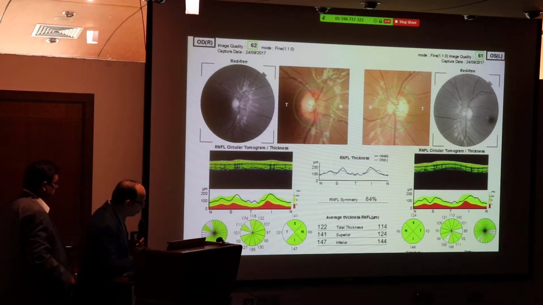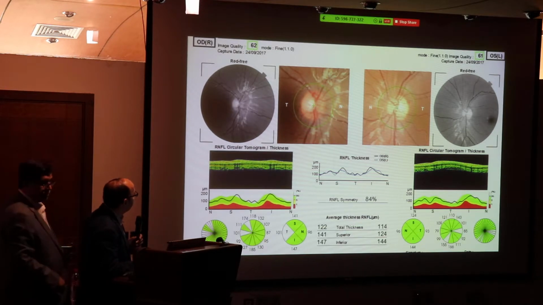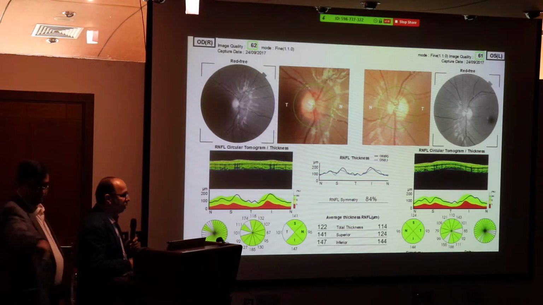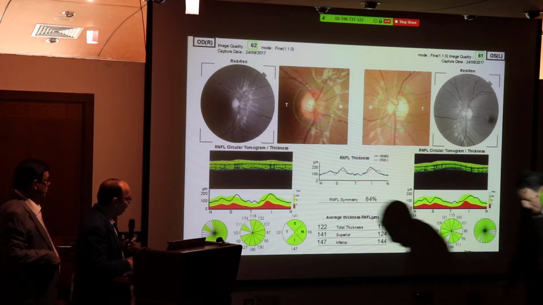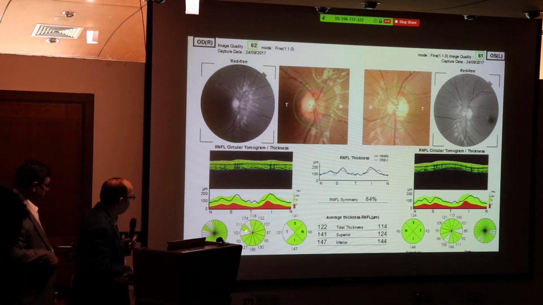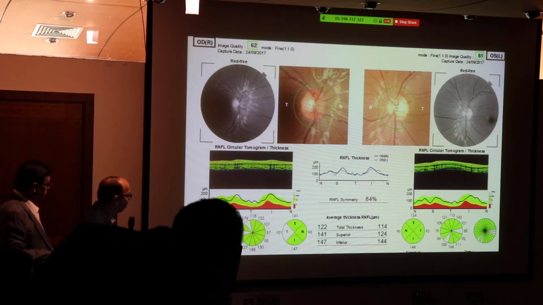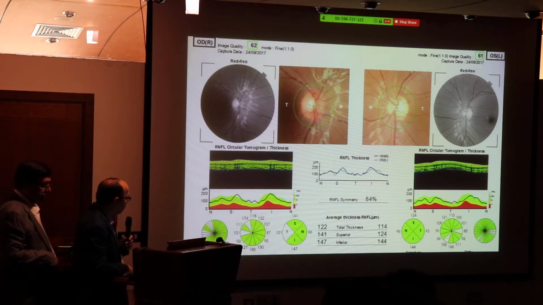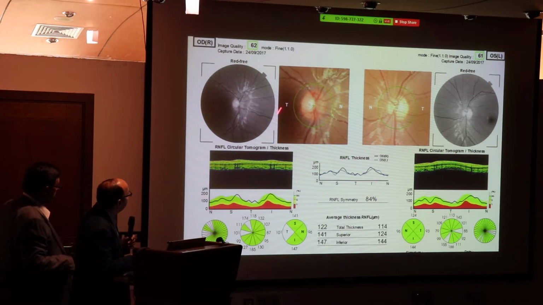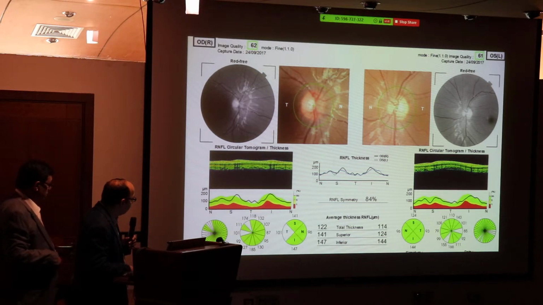And we expect to have some structural changes with that decreased visual function, counting fingers, visual acuity, and zero color vision. We expect to have some. So we don't have much of a structural change in the optic disc. This is the optic disc analysis. The machine counts the nerve fiber layer around the optic disc, and it is good.